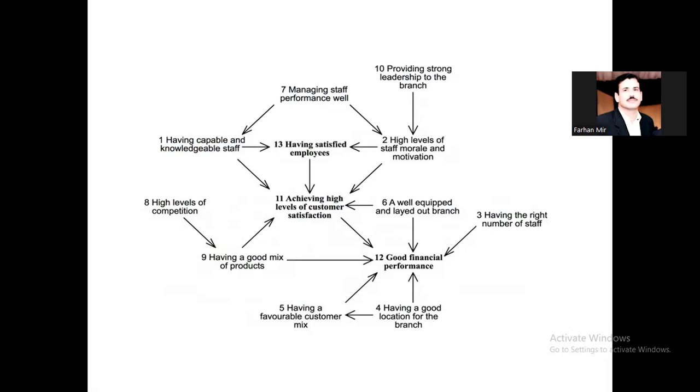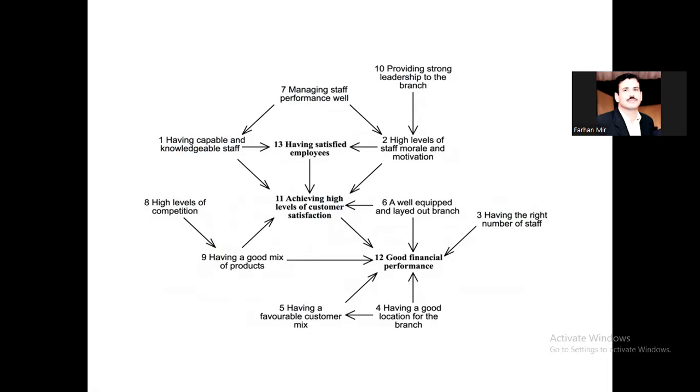You see, having capable and knowledgeable staff contributes towards that. High level of staff morale and motivation also contributes towards that. Of course, staff performance management also contributes to this. We also could enable this whole process to target a higher level of customer satisfaction. This then is a requirement because there is some competition outside the organization. Right number of staff, having the favorable customer mix, having a good location of the branch, but also having highly sophisticated and balanced infrastructure, and then high achievement in customer satisfaction, also leads to good financial performance.